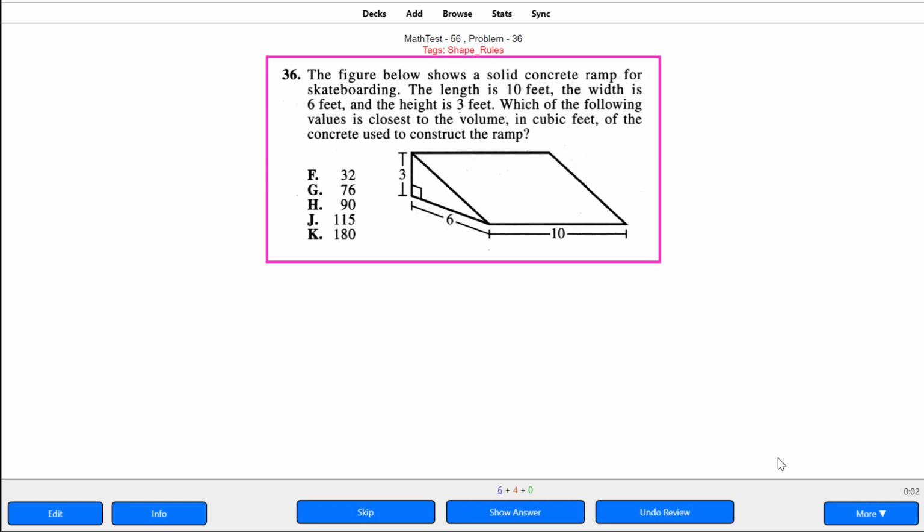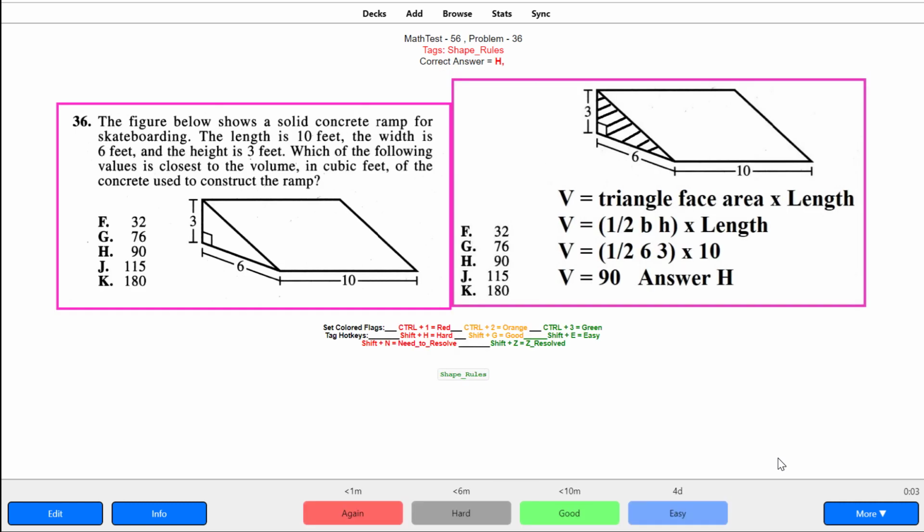Okay, problem 36 is a volume problem. We've got half of a box. Basically, think of this as a box that got cut in half. Assume that the box is 3 by 6 by 10. Calculate it, it would be 180. Because we've got it cut in half, half of 180 would be 90.